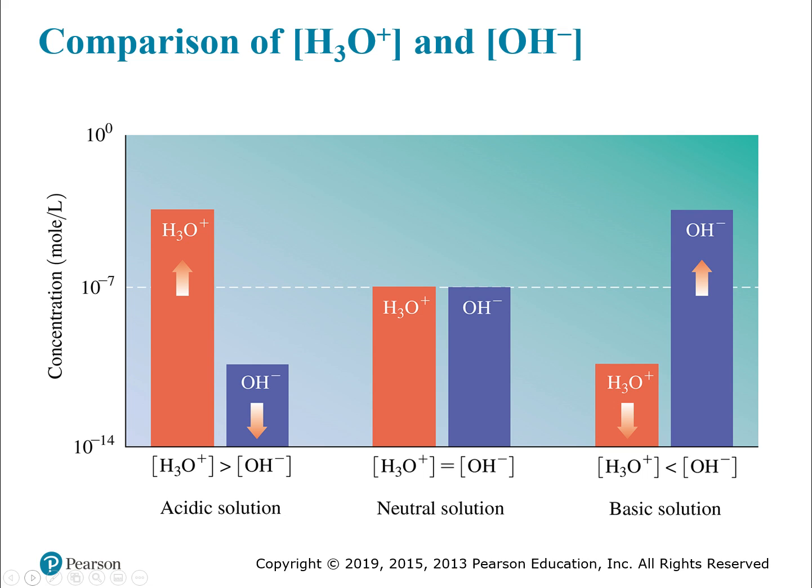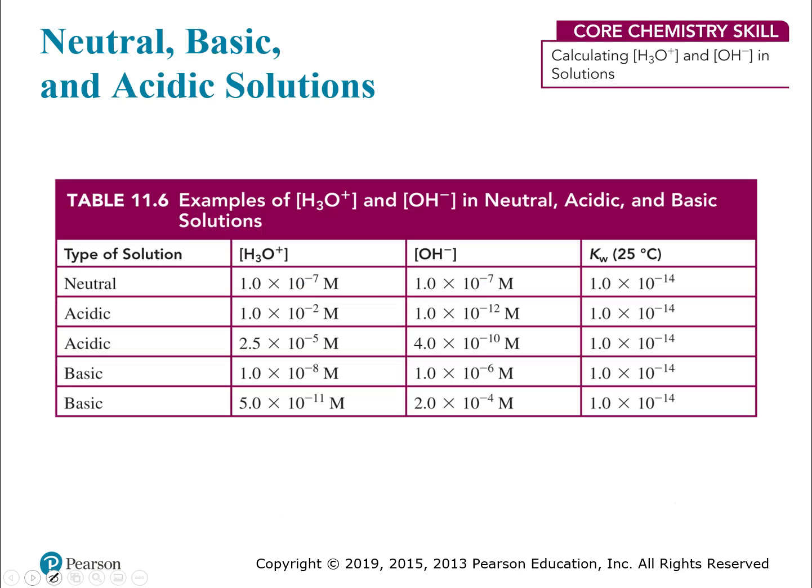This slide is just a comparison of all of them. So if you have equal, and your equilibrium goes this way, your acidic, the other way, basic. So if you're a visual creature, this is a great way to visualize the levels of hydronium and hydroxide and what's happening to them as you become acidic and basic.